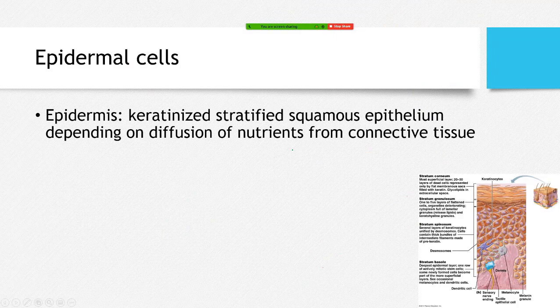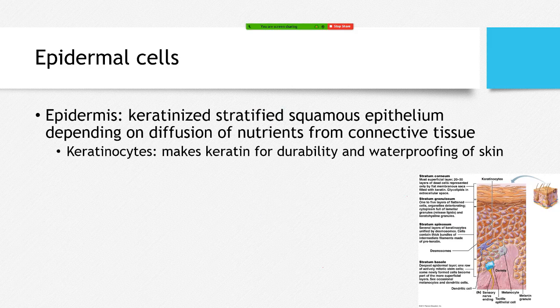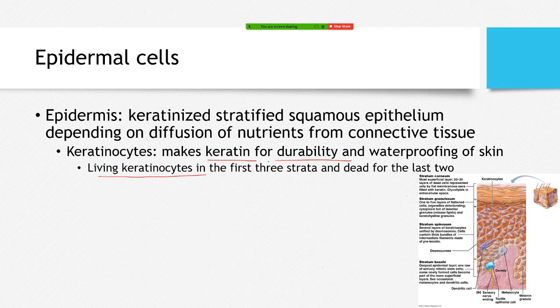All right, let's take a look at some of these cells on the epidermis. One of these is the keratinocytes. The keratinocytes make keratin. Keratin makes it waterproof and makes it a lot stronger. But we talked about this, right? Because this keratin is a lot stronger, it's going to be harder to absorb nutrients and whatnot, so it ends up dying off. So the living keratinocytes are going to be found in the first three strata. The strata we'll later learn are the layers of the skin. And the last two layers, if it's the thick skin, will be dead.